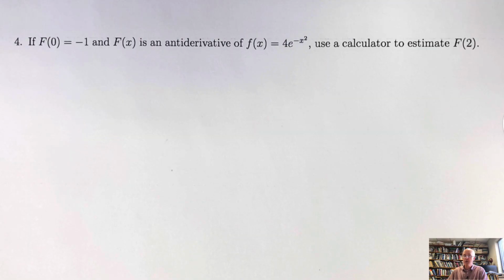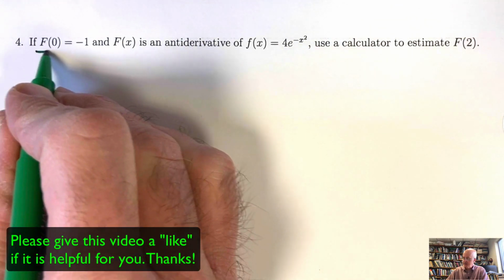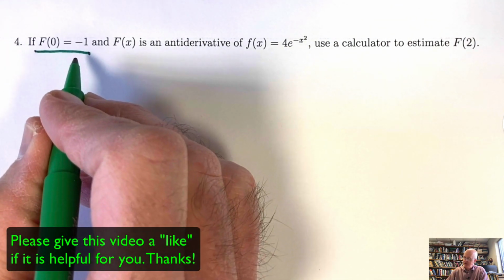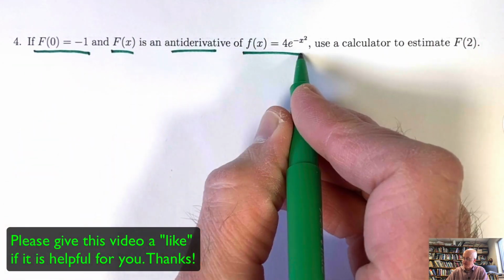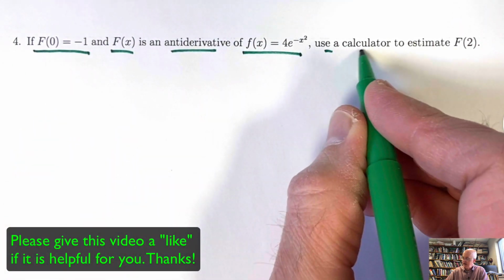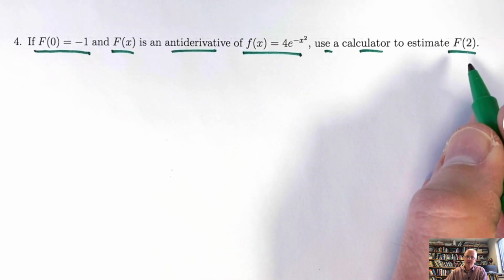In problem number 4, we will need to use technology. If capital F of 0 is negative 1, the negative 1 is arbitrary, and capital F of x is an antiderivative of this function right here, use a calculator to estimate capital F of 2.